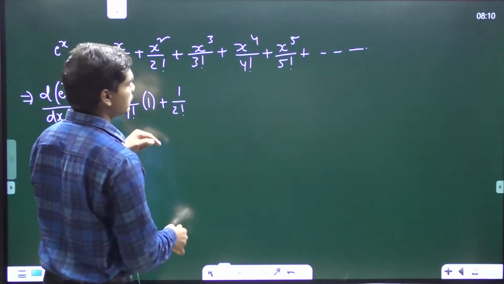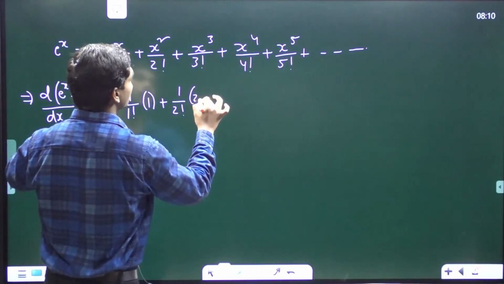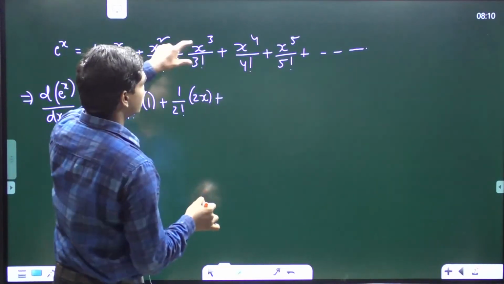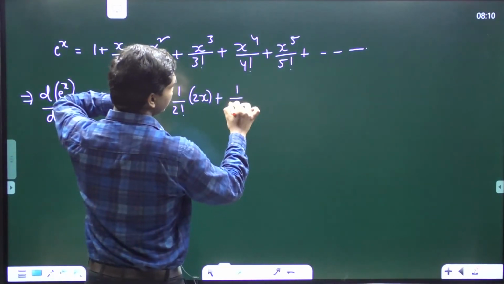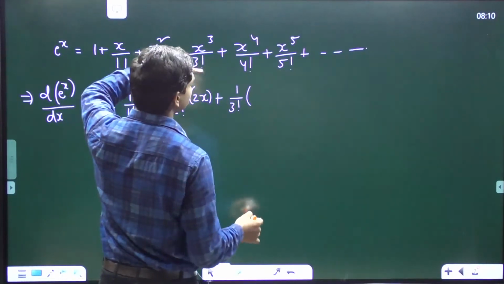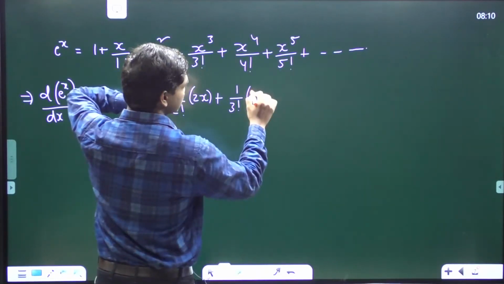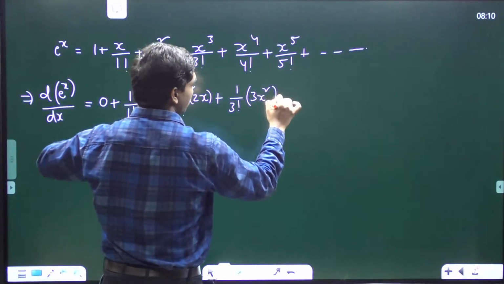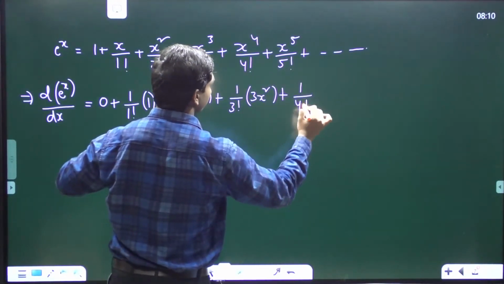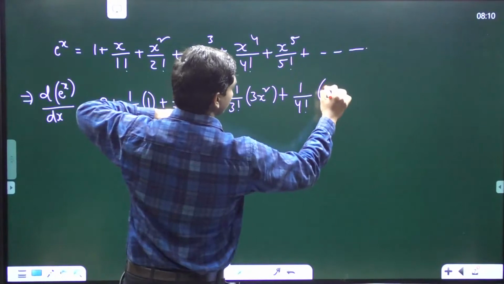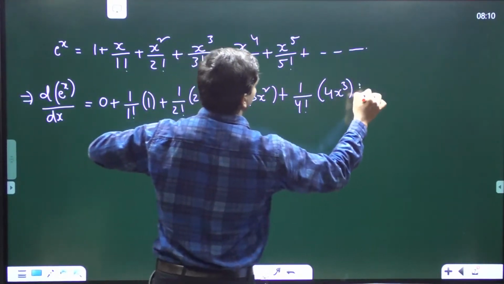So 1 by 2 factorial into derivative of this x square is 2x. Correct? Plus this 1 by 3 factorial is again common here. So one constant here. So 1 by 3 factorial, if you take it out, derivative of this x cube is 3x square plus again this 1 by 4 factorial is a constant. Differentiation of x power 4 is 4x cube and so on, things like this.